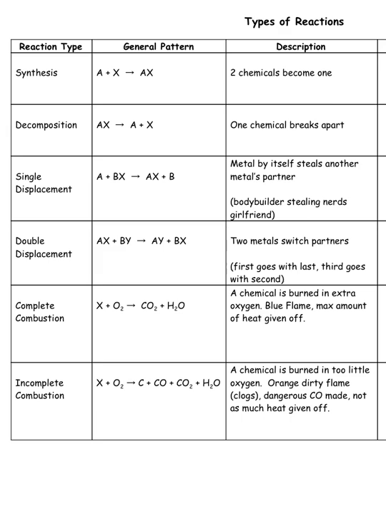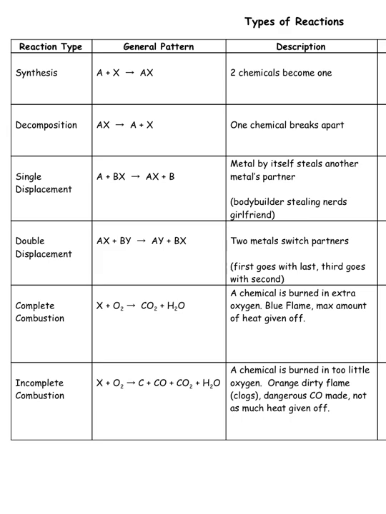So these are the 6 most common types of chemical reactions. There are chemical reactions out there that don't fit these 6 patterns, but most of the chemical reactions that we do in everyday life will either be a synthesis, a decomp, a single displacement, a double displacement, or some kind of combustion. And like we talked about, as humans, we try as best we can to make them complete.